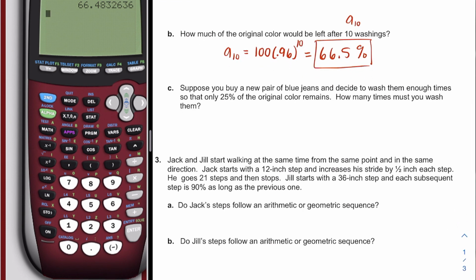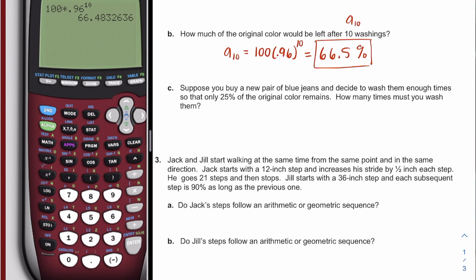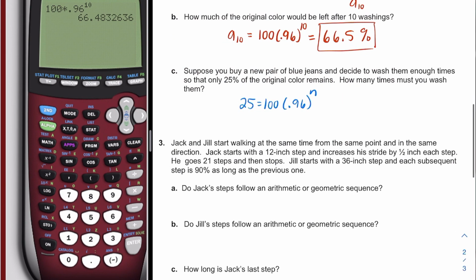Suppose we buy a new pair of blue jeans. We decide to wash them enough times so that only 25% of the color remains. How many times must we wash them? So in this case, if we want the percentage to be 25, we want 25 to equal 100% times 0.96 raised to some power, and we can make that n here. We want to know how many times we have to wash them. All right, so then we're going to solve this by hand now.